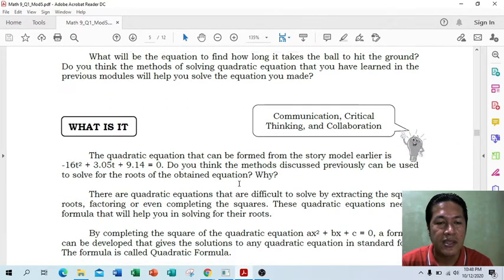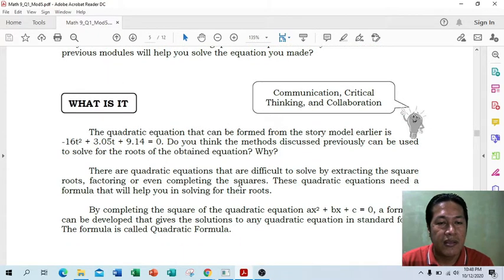Okay, what is it? Okay, ito na yun. The quadratic equation that can be formed from the story model earlier is negative 16t squared plus 3.05t plus 9.14 equals 0. Do you think the methods discussed previously can be used to solve for the roots of the obtained equation? Why? Hindi po. Okay, may point, wala perfect square root, hindi pwede kami completing the square.